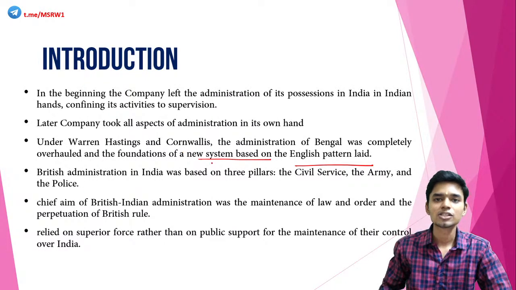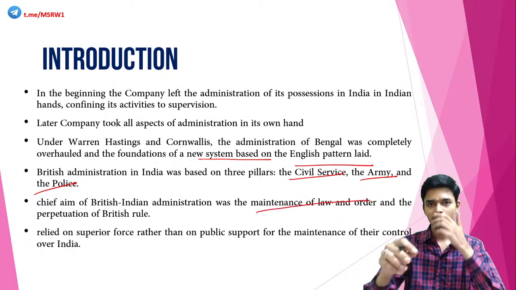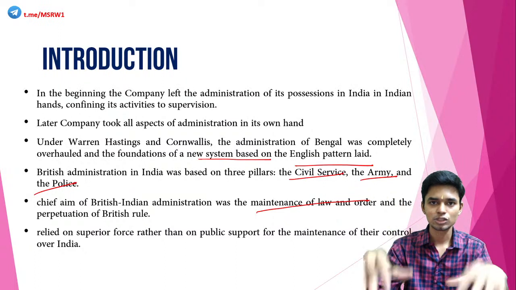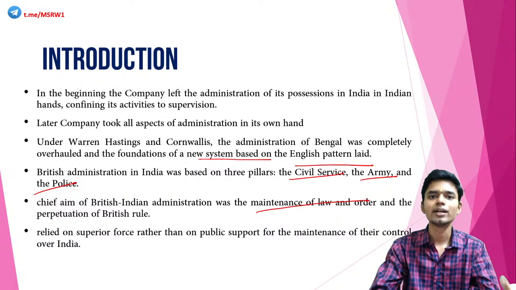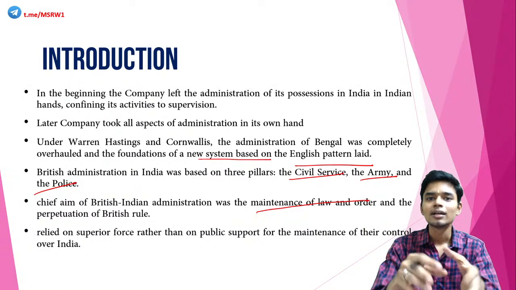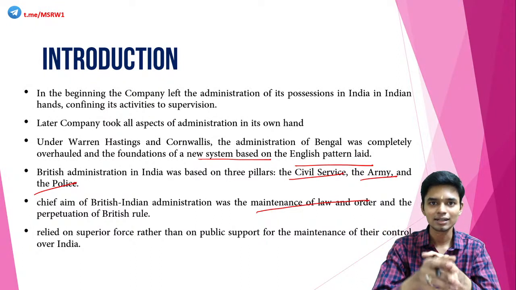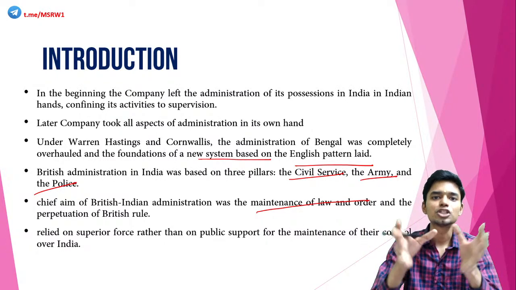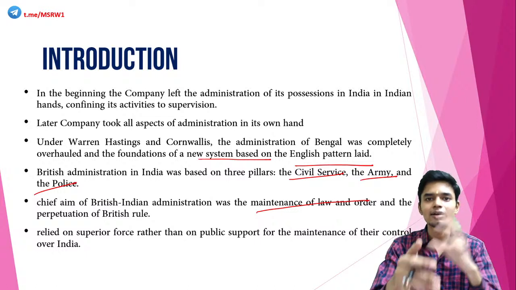British administration in India was based on 3 pillars. Very important, 3 pillars. Civil service, also known as the steel frame of India, army and police. Okay, the chief aim of British Indian administration was the maintenance of law and order. This is a point that I already explained in the first chapter. By maintaining law and order, they can better their own rule in India and better their trade in India. If the law and order situation was poor, then obviously the trade will not happen at the required pace. The trade will also be hindered.